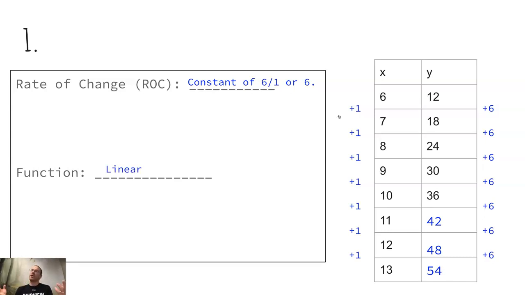All right, and that's really the work. That's what we want you to be able to do: look at that set of numbers and see that pattern of change, extend the table, fill in the table, define that rate of change, and your function. Let's do one more together, and then we are through with this video.